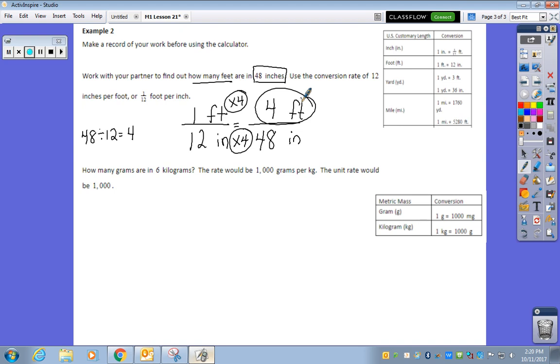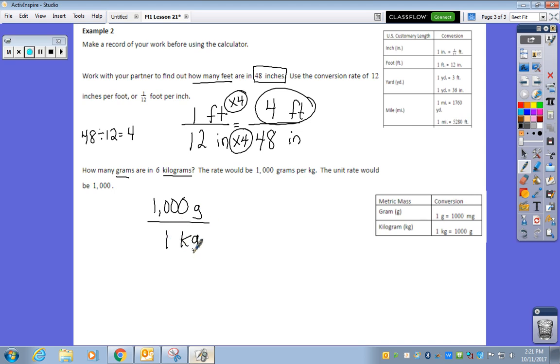For the next problem, it says how many grams are in 6 kilograms. So I'm looking to go between grams and kilograms. If this added information was not here, I would want to use the metric conversion table on my back page that goes between kilograms and grams. It's the same information that they tell us here. So the rate would be 1,000 grams per kilogram. The unit rate would be 1,000. So I am going to do 1,000 grams over 1 kilogram.